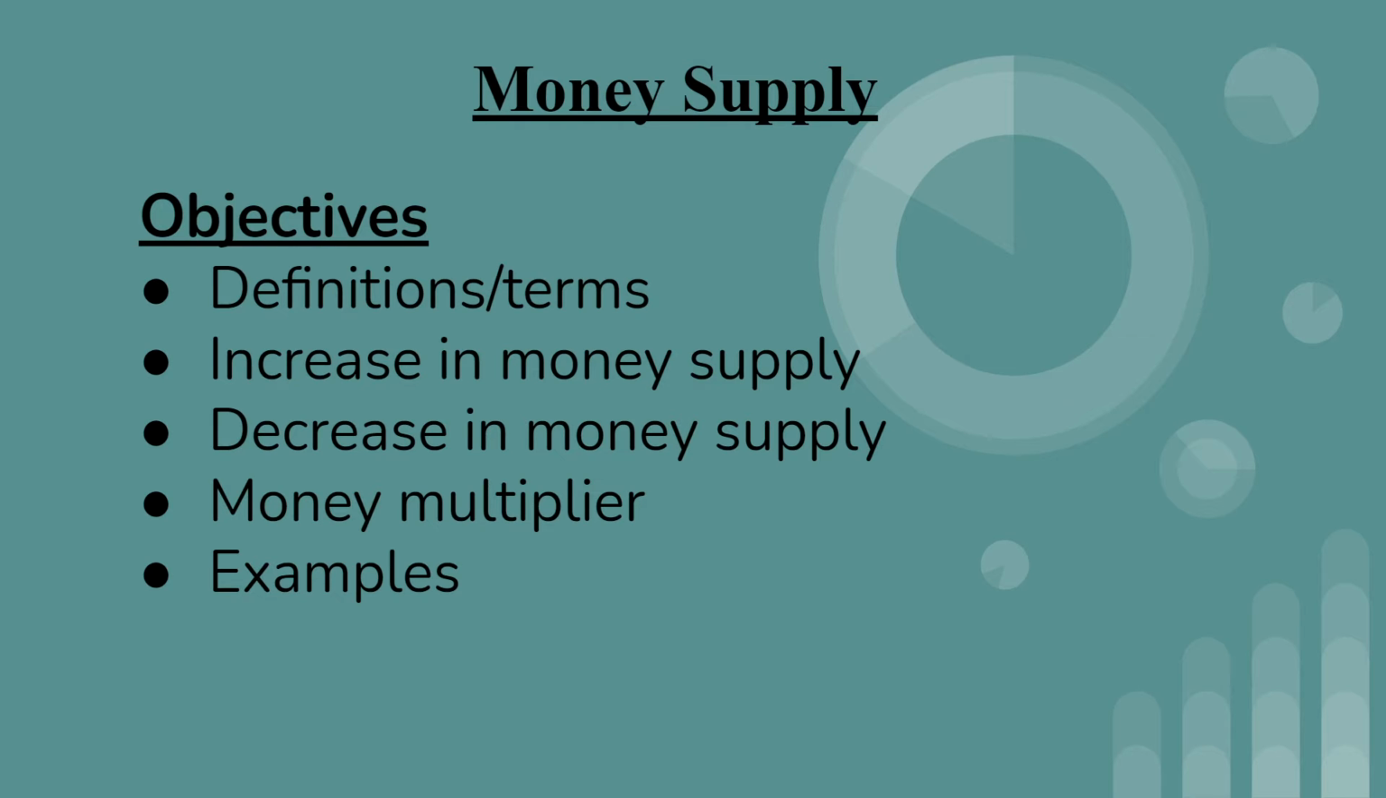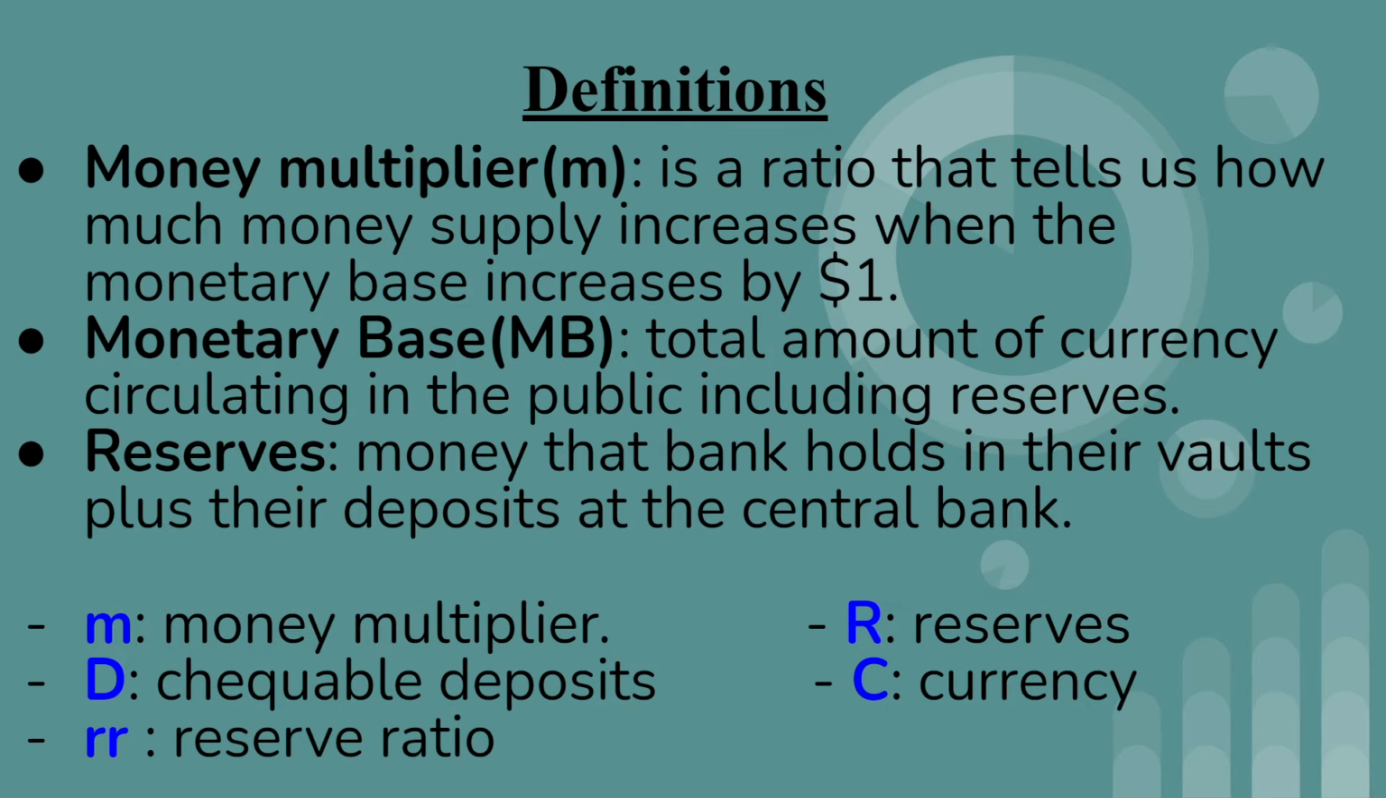So let's get started. For the definitions, money multiplier is the first one, and that is a ratio that tells us how much money supply increases when the monetary base increases by one. And what is the monetary base? That is the total amount of currency circulating in the public, and that also includes reserves. So basically, all coins, paper notes, and bank reserves. And reserve is the money the bank holds in their vault plus the deposit at the central bank.